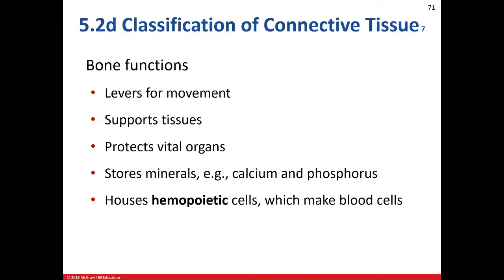They store minerals. So when our blood calcium levels are low, we will dissolve bone to release calcium into the blood. When our blood calcium levels are high, we will store it in the bone. We will start making new layers of bone when our blood calcium is high. The bone marrow houses hemopoietic cells, and these are the stem cells that make new blood cells.